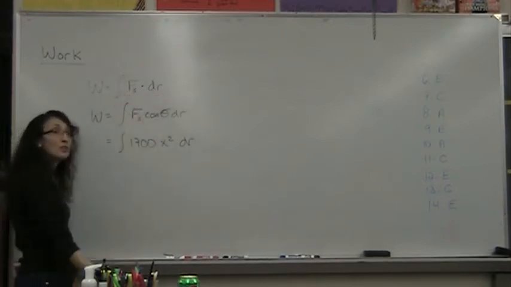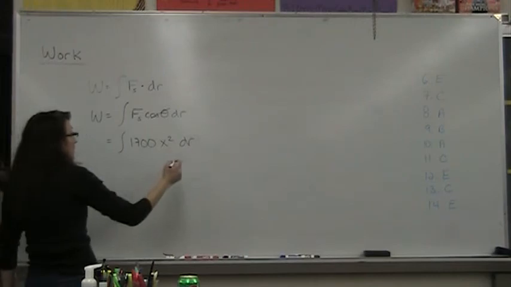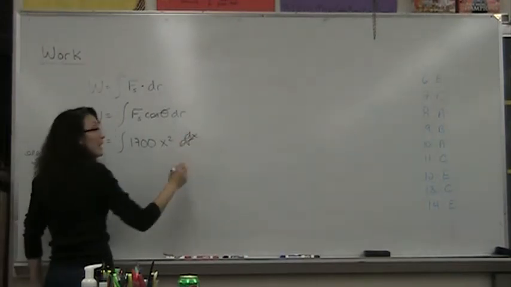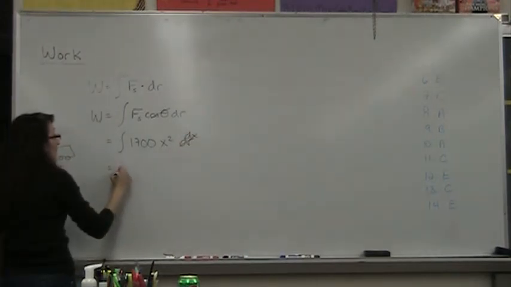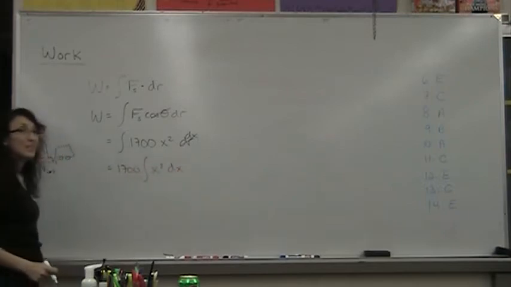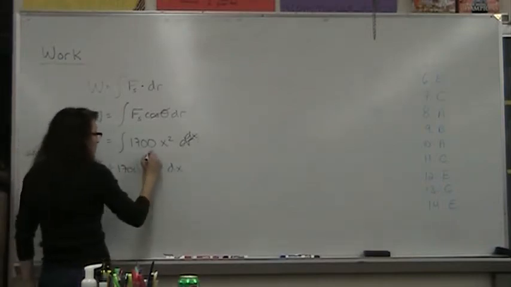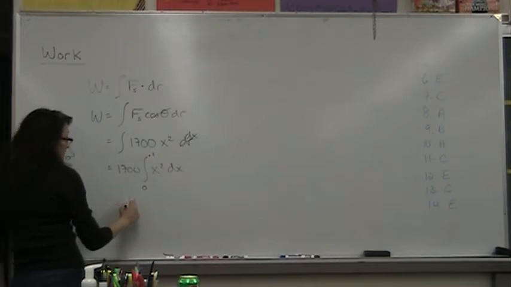Maybe on this new sheet they'll go back to x's, because they're always giving things in terms of x. But that's really a dx. So you can pull out the 1700 because it is a constant. X squared dx. And what are we going to integrate? What are our limits going to be? 0 to 0.1. Do the calculus.